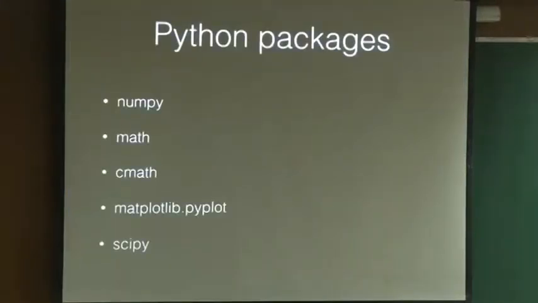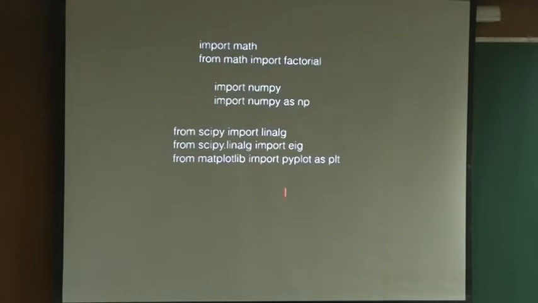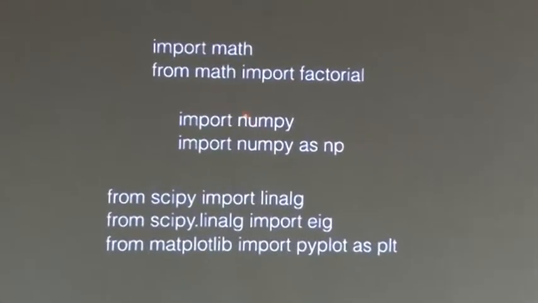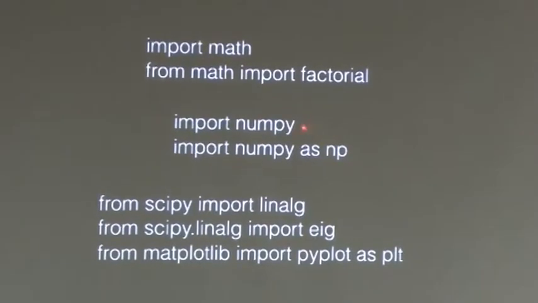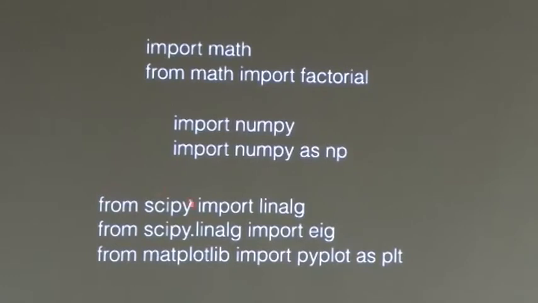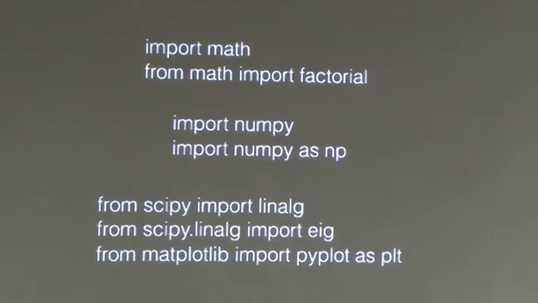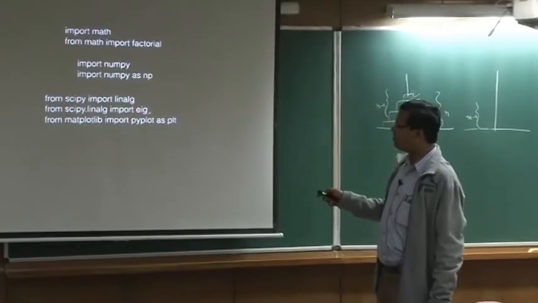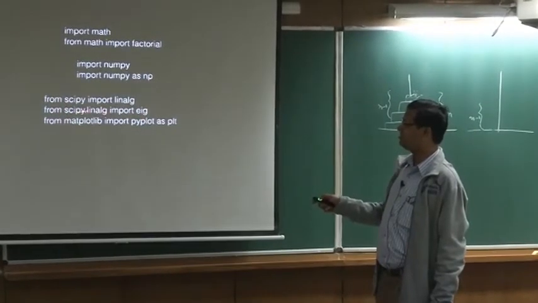I will list it here, and this you will find in this sort: import math, or from math import factorial, so you will import only this. Import numpy, or import numpy as something, this shorthand. From SciPy import linalg, so I could import all of linear algebra, which has dot product. I don't remember right now, but you can do a lot of stuff with that. Linear algebra also has inversion of a matrix, a lot of stuff. I could also say I only want eig, so from SciPy dot linalg import eig.